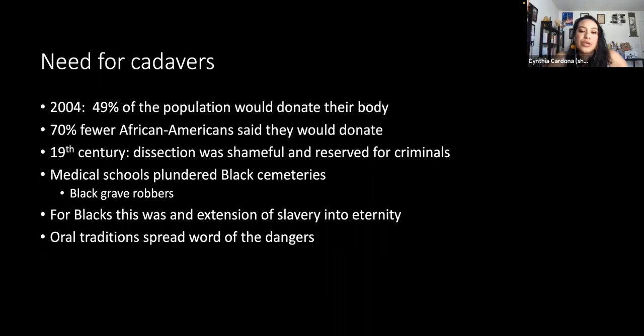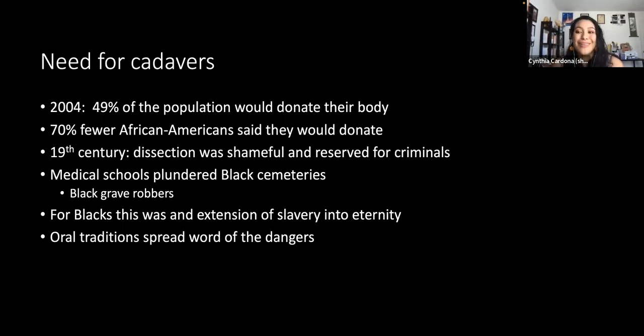Sometimes the family would try to run shifts to protect the cemetery, but it was very difficult. You can't always have somebody at the cemetery just watching to protect the graves. And for a lot of Black people, especially during this time, it was like an extra kind of burden, that not only was your body not fully your own, but even in death, your body would not be allowed to rest. So for a lot of people, it was seen as an extension of slavery, this kind of slavery being extended into eternity, as your body was not allowed to rest.